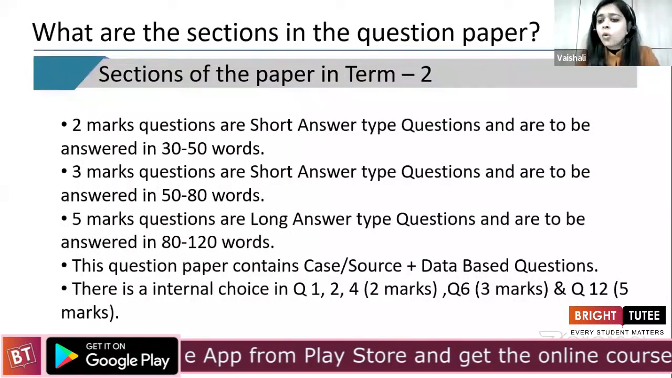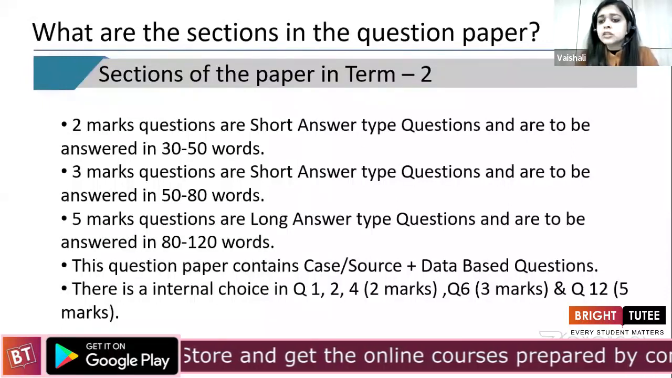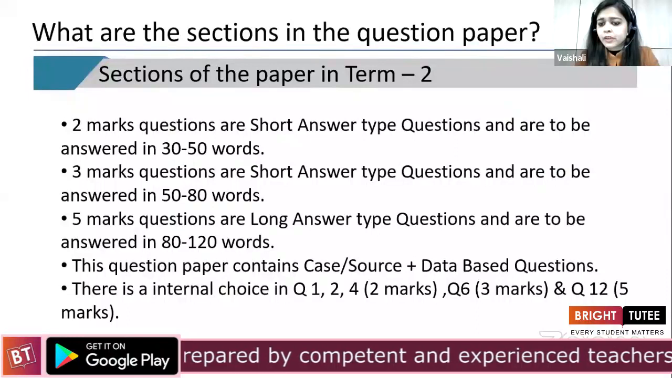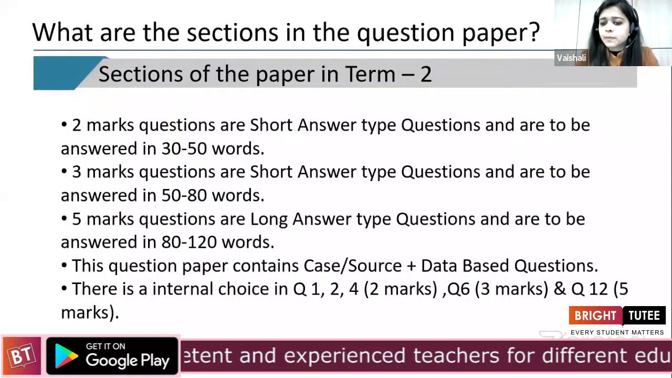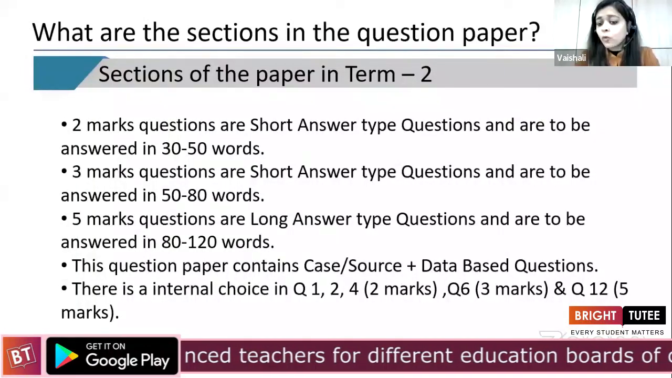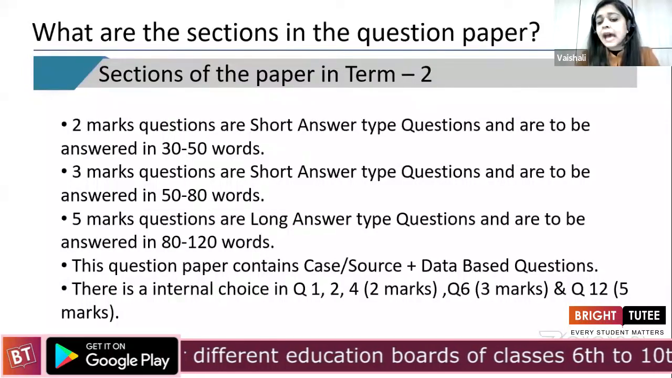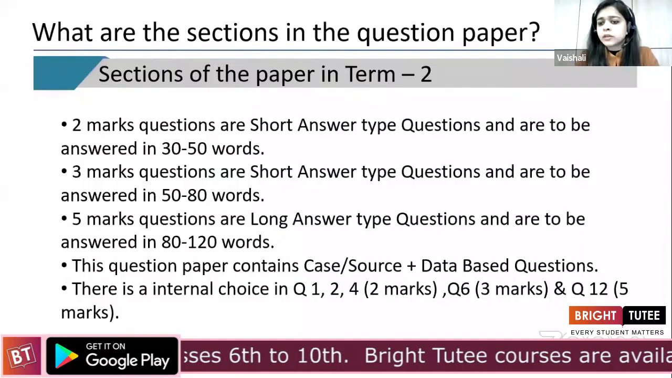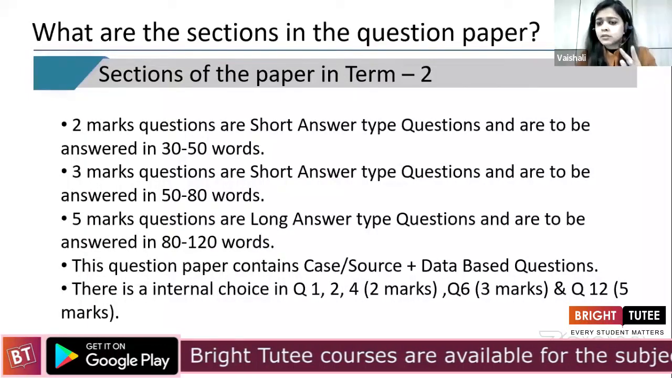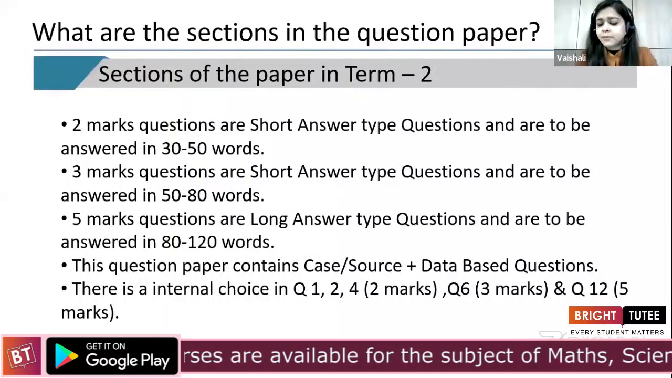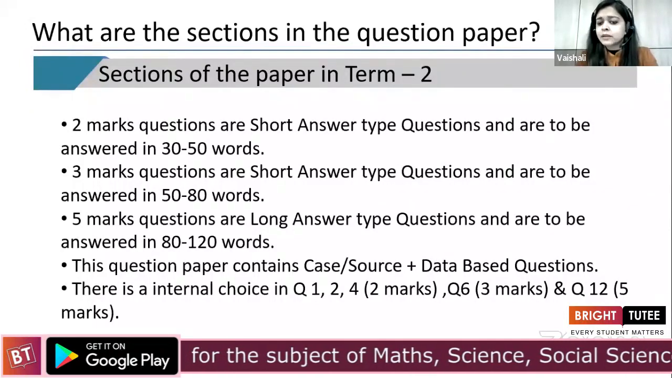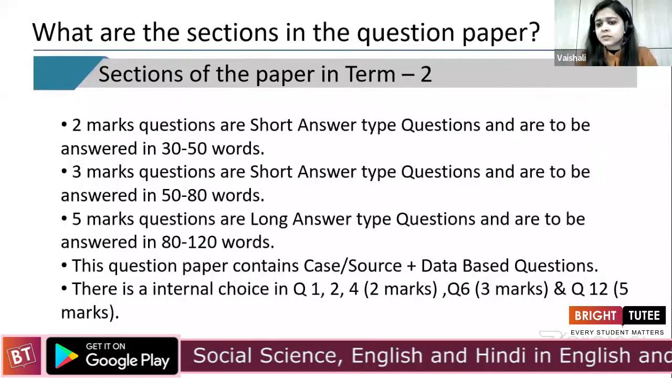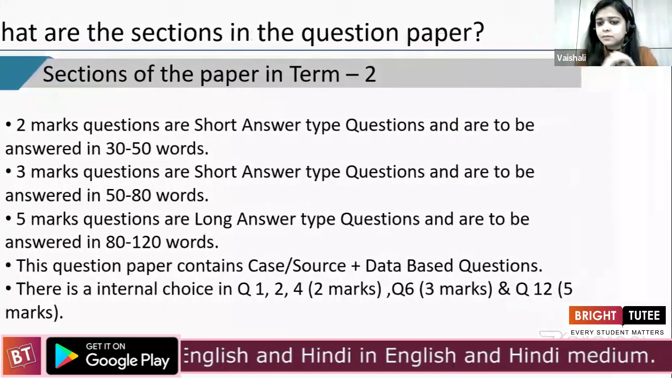There is no overall choice, but there are internal choices in question numbers 1, 2, and 4, which are of 2 marks, question number 6, which is of 3 marks, and question number 12, which is of 5 marks. Question 1 will have 2 parts. They can attempt either of them. Question 2 will also have 2 parts. Similarly with all the questions. So there is an internal choice in these 5 questions in the paper.